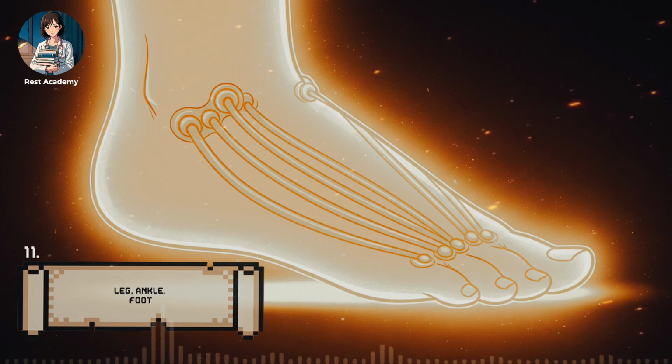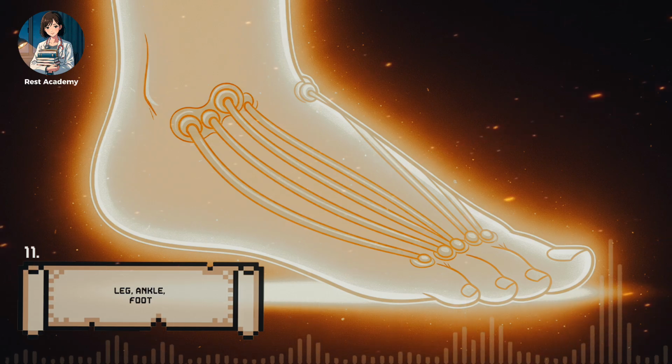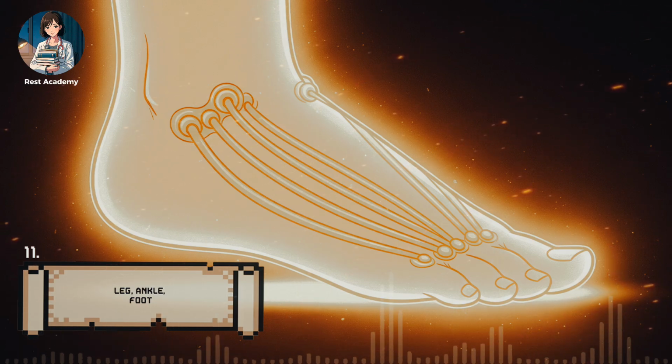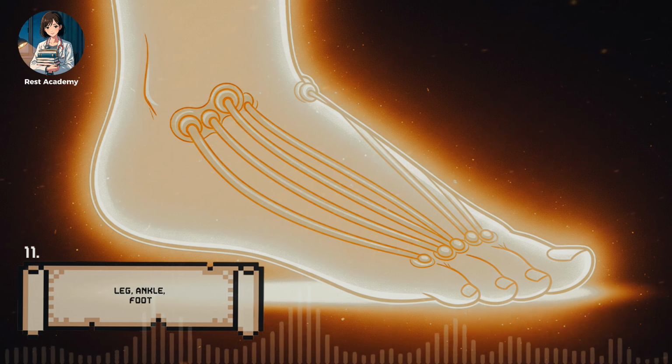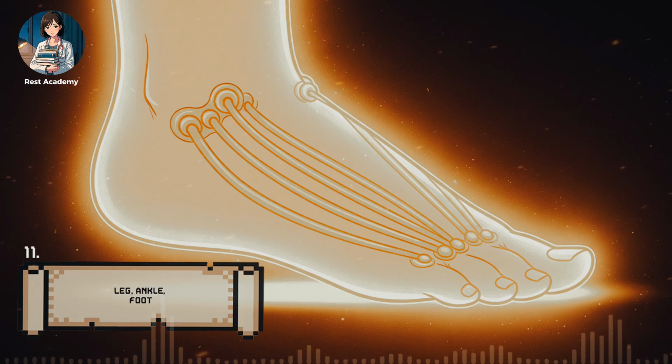The leg is organized into four osteofascial compartments by the interosseous membrane and deep fascia. Anterior compartment: tibialis anterior, extensor hallucis longus, extensor digitorum longus, and fibularis (peroneus) tertius dorsiflex the ankle and extend toes, innervated by the deep fibular (peroneal) nerve. Its artery is the anterior tibial, which continues onto the dorsum as dorsalis pedis.